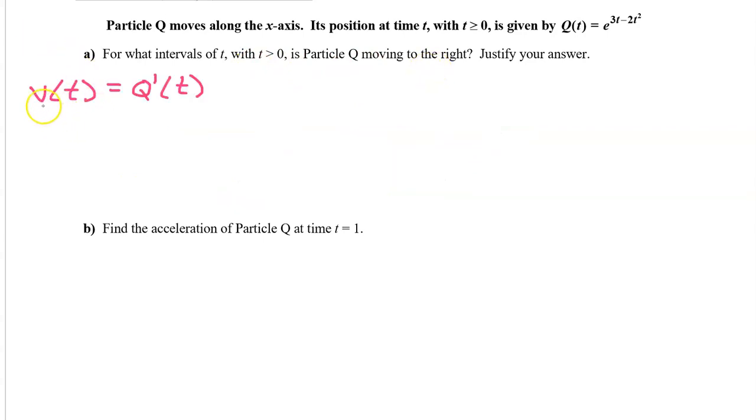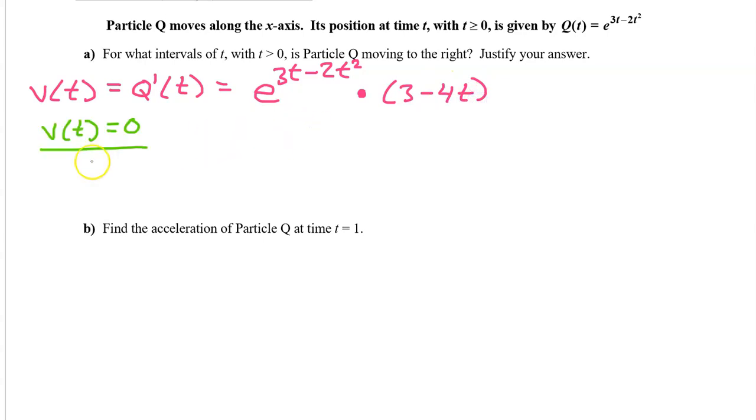First, we need to find that velocity function. We know that velocity is the derivative of the position function. So we're just going to take the derivative of this. We know that the derivative of e to the something is e to the something. It doesn't change, except we always have to do the chain rule. Because the exponent is not just an x, we need to multiply by the derivative of that exponent. And that will be 3 minus 4t.